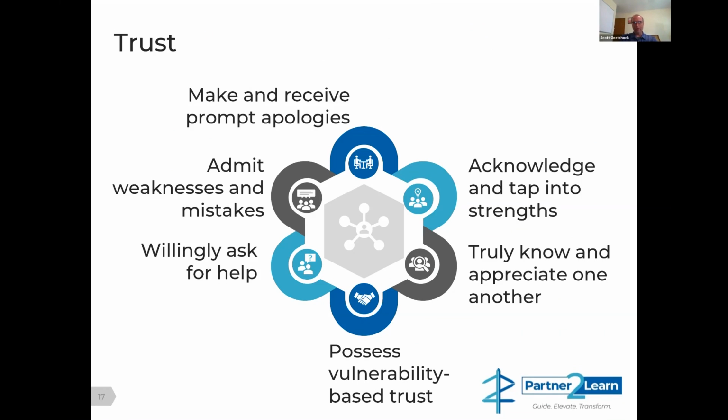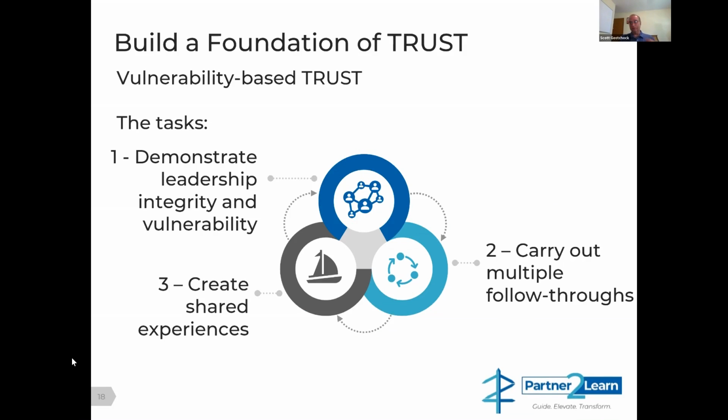So again, if we want to look at this from that very positive level of how do we build this trust, these are the key aspects of trust on any healthy team. You acknowledge and tap into strengths. You truly know and appreciate one another. You possess vulnerability-based trust. You willingly ask for help, admit weaknesses and mistakes, and make and receive prompt apologies. If we're going to build a foundation of trust, and it's vulnerability-based trust, this is what it must look like.